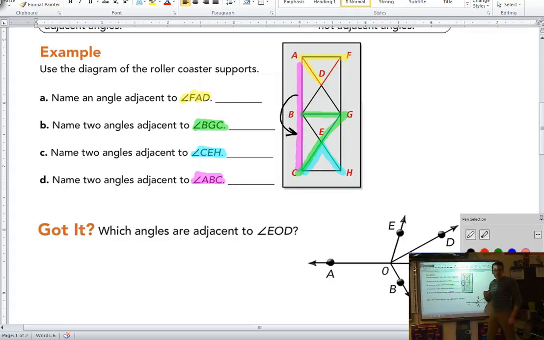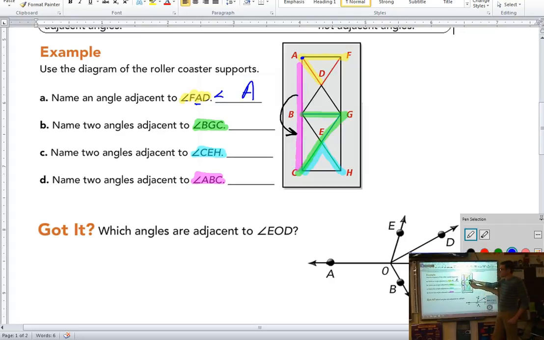Alright, so the first thing that I did was color code all of my angles. So angle FAD, I have it up here in yellow. We're only trying to find one angle adjacent to it, so we have to share the vertex. My vertex is A, so my second angle that is adjacent will have to have A as the vertex.